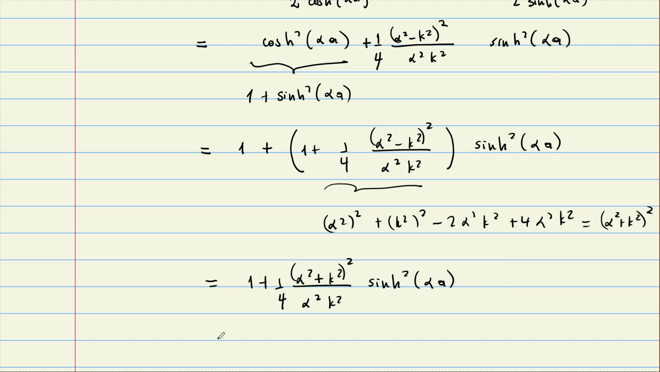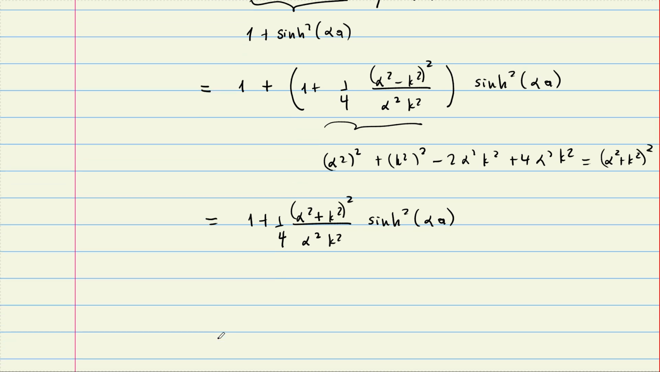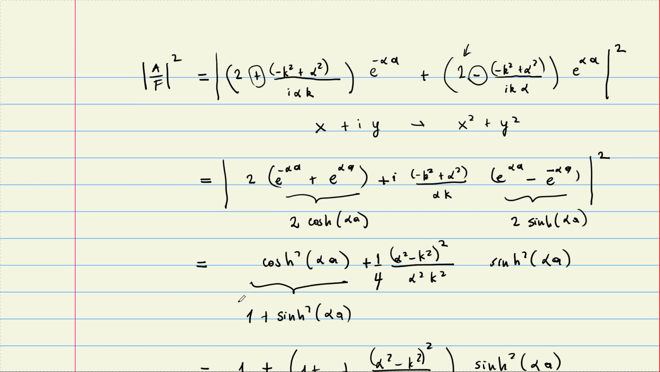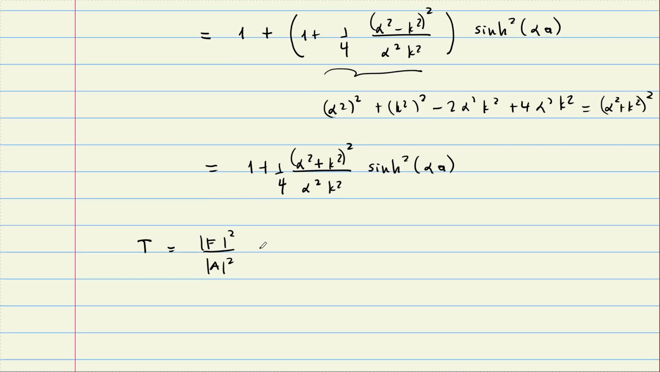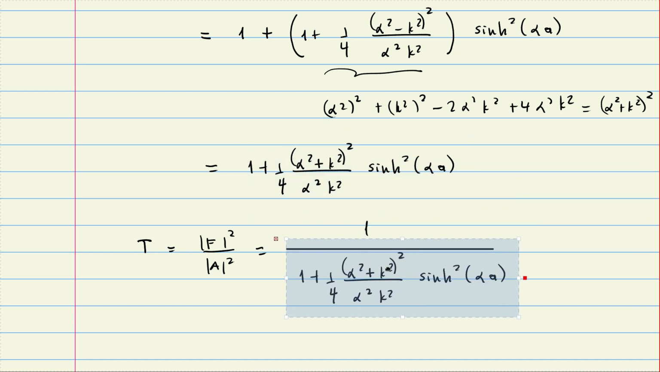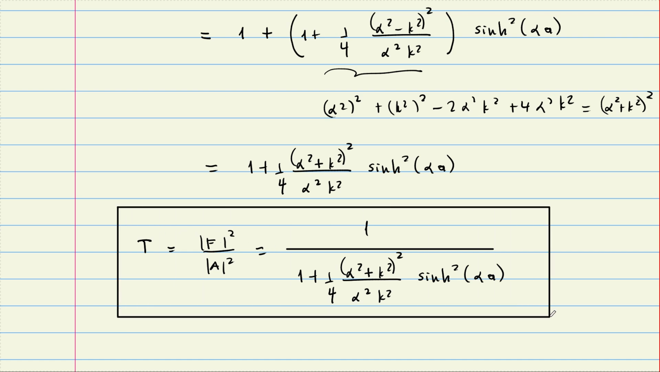I think despite all these complications, we still didn't have a nice expression, but I think it is not as bad, right? It is at least compact. And t is equal to f squared over a squared, but this expression we calculated is a squared over f squared. So if you invert this, this is going to be 1 divided by this entire thing.